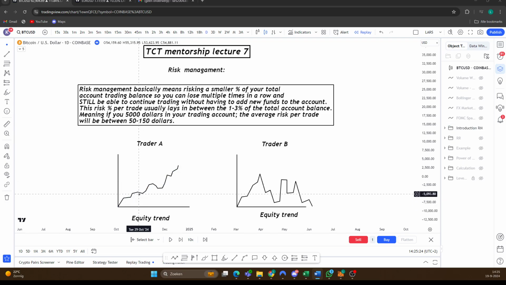You have ups and downs. You have moments where he loses a bit more, but then he picks back up and he starts winning again. But it's a slow and steady grind up. That's the sign of a profitable trader that applies proper risk management.